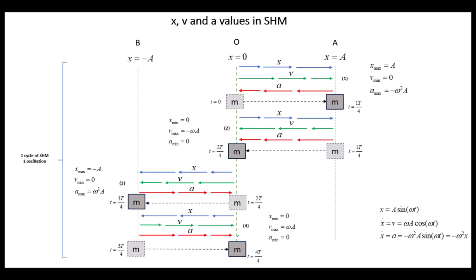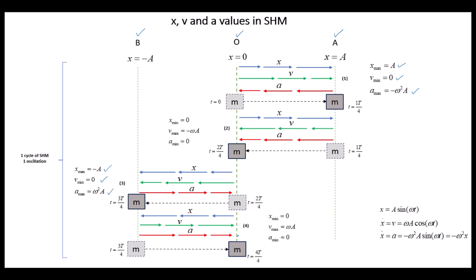Summarizing the picture, the key takeaways are: at the endpoint A, the value of the displacement will be maximum, given by A, velocity will be minimum, given by 0, and acceleration will be maximum, given by minus omega square A. Similarly, at the endpoint B, the displacement will be maximum, given by negative A, velocity will be minimum, given by 0, and the acceleration will be maximum, given by omega square A.